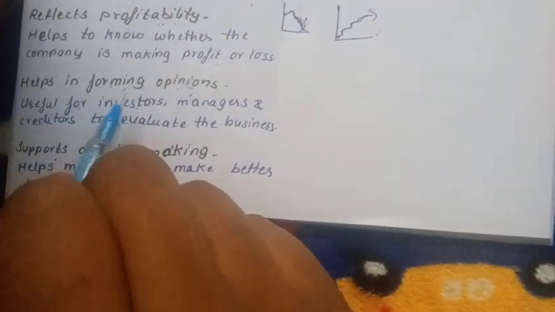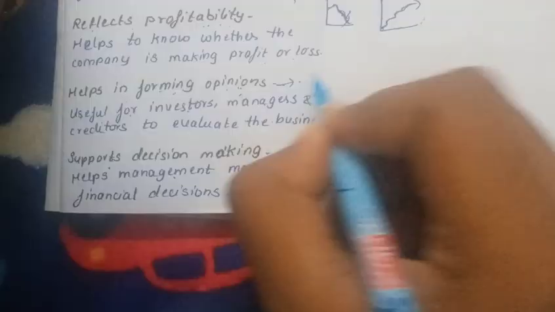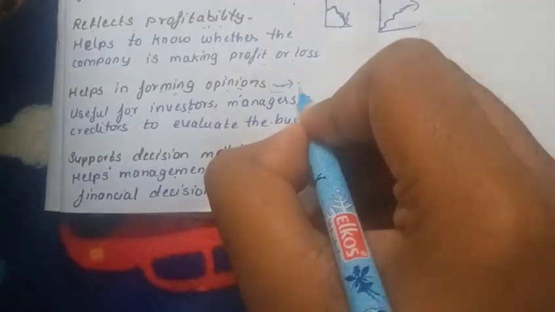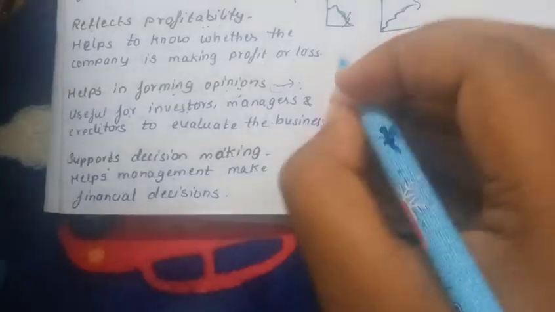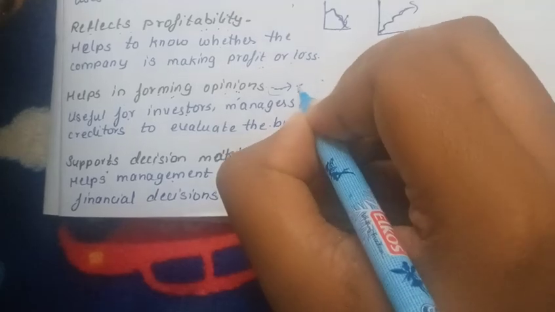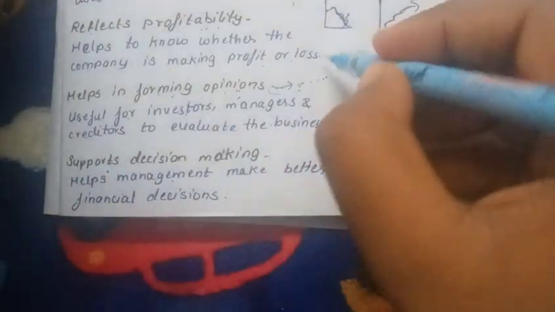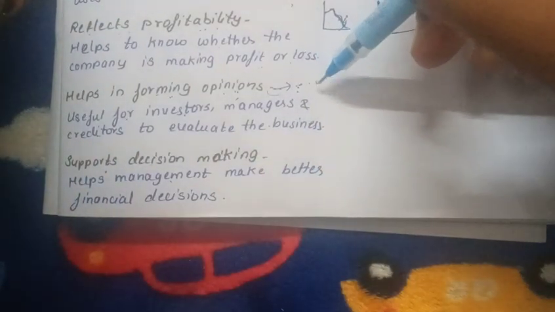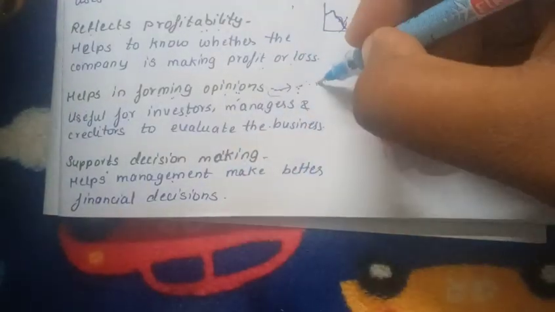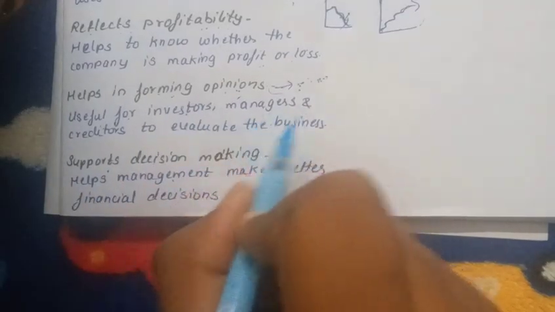Okay, next, helps in forming opinions. Here people form opinions to understand a business, like whether the company is going into debt or gaining profit. They understand what has to be improved, or what problem is there, so that it is useful for investors, managers and creditors to evaluate the business.